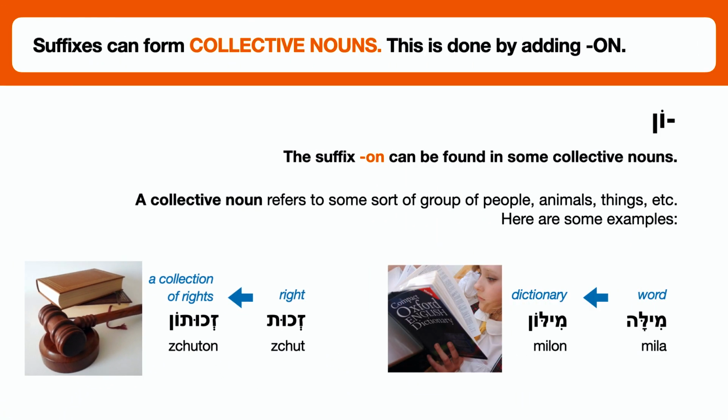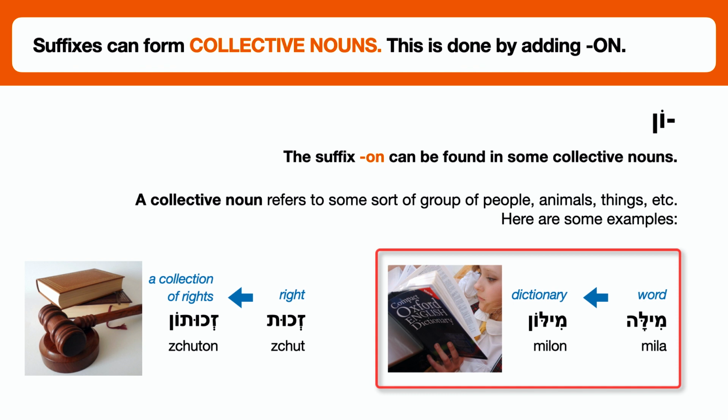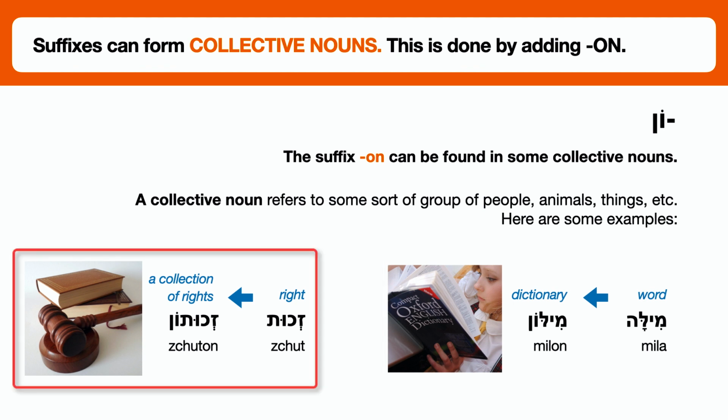Suffixes can also form collective nouns, and this is done by adding the suffix on. A collective noun refers to some sort of group of people, animals, things, etc. Here are some examples. Mil'a means word, and milon, that means dictionary. So we added the suffix on. Another example is zchut. Zchut means right, and if you want to say a collection of rights, we say zchuton.